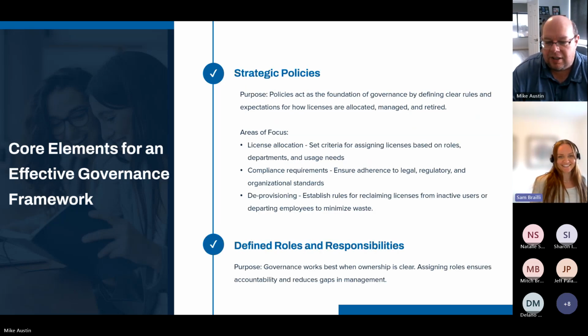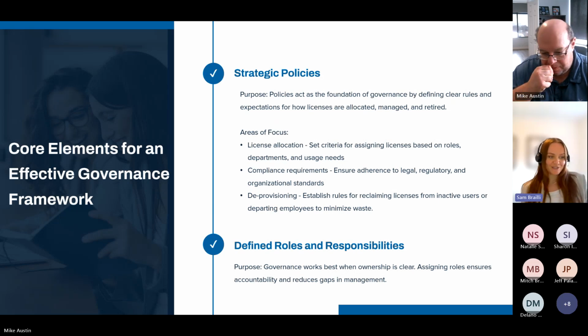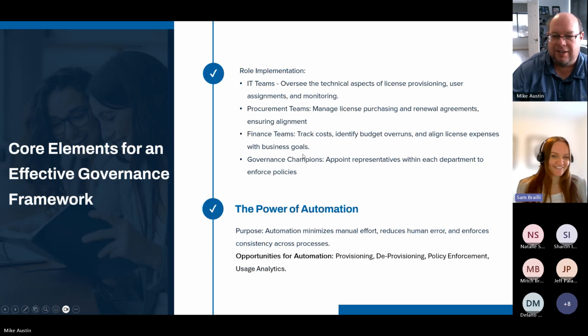Defined roles and responsibilities. That's where I was up to. Here we need to make sure that a governance framework works best when people know exactly what's expected of them. Assigning roles avoids confusion and helps ensure smooth operations. At this stage, we can move to the next slide. Next slide, please. Thank you very much.